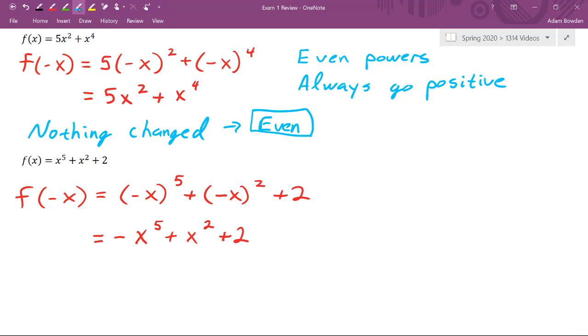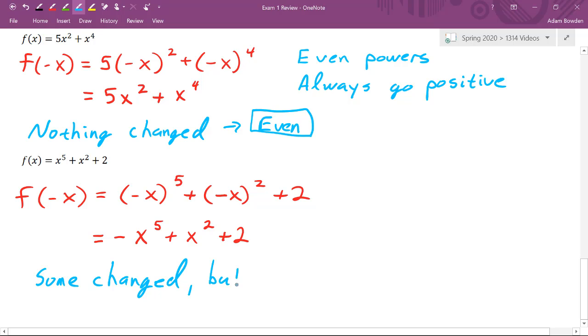Now the question is, did all things change or did all things stay the same? In this case, we see some signs changed, but not all. That tells us that it doesn't fit the even or the odd. It's neither even nor odd.